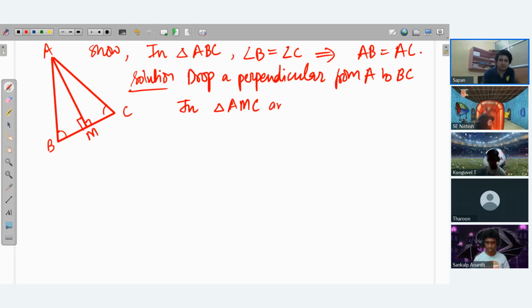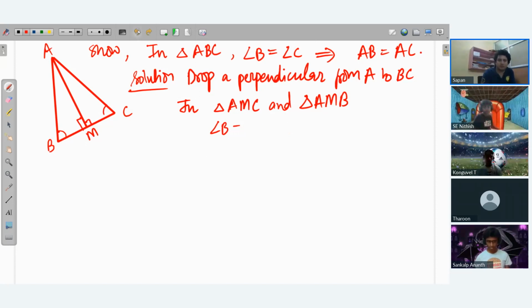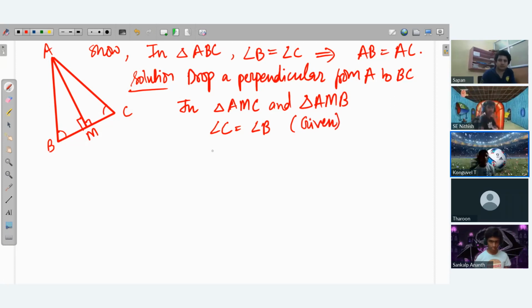So in triangle AMC and triangle AMB, angle B is equal to angle C, given. Or rather, I should have written angle C is equal to angle B. Both are the same. You have to show that. Because we first wrote triangle AMC, we should follow the same pattern.